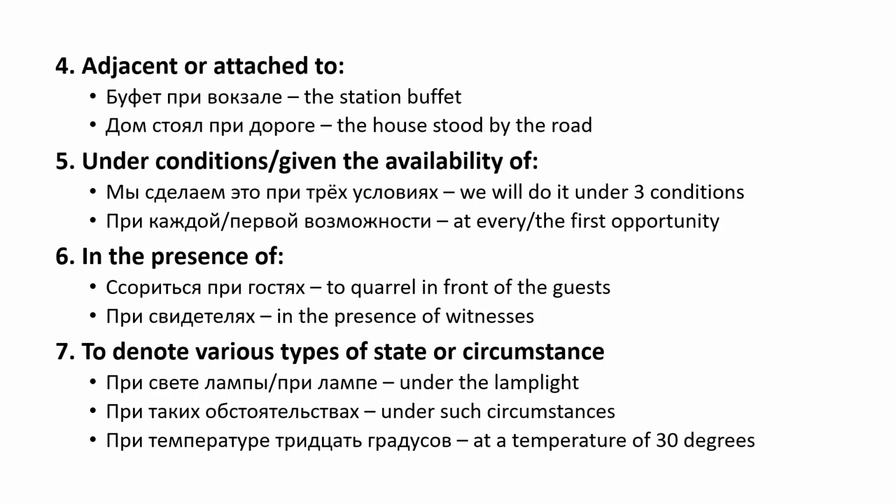And then in the presence of, so ссориться при гостях would mean to quarrel in the presence of the guests or in front of the guests. При свидетелях, in the presence of witnesses. And then lastly, to denote various types of state or circumstance. So obviously that's kind of vague. But if you want to denote a source of light, then you would say pri. So при свете лампы, при лампе also, under the lamplight.